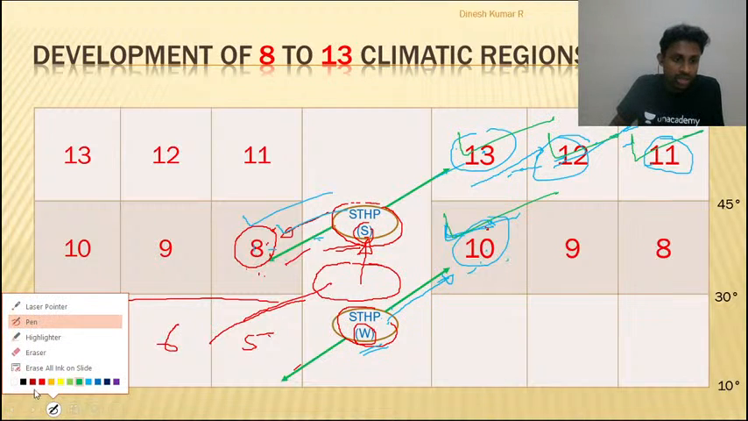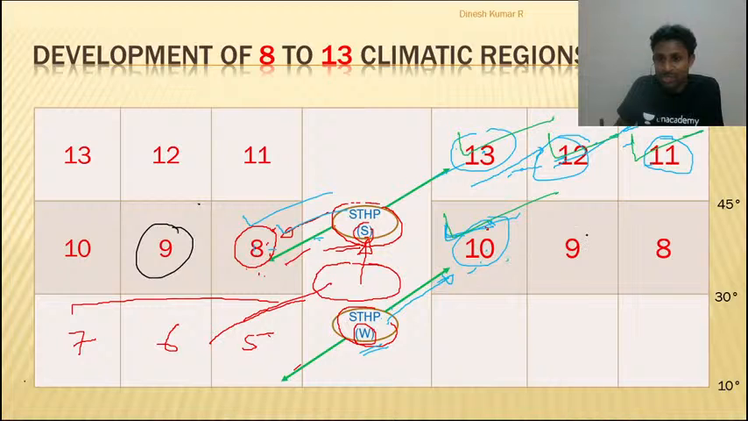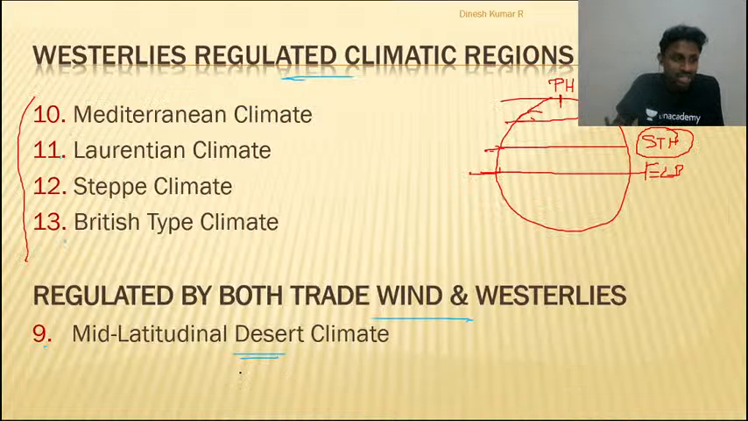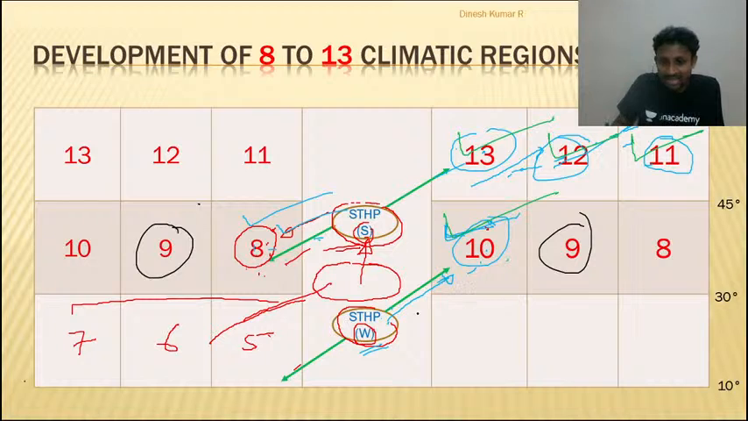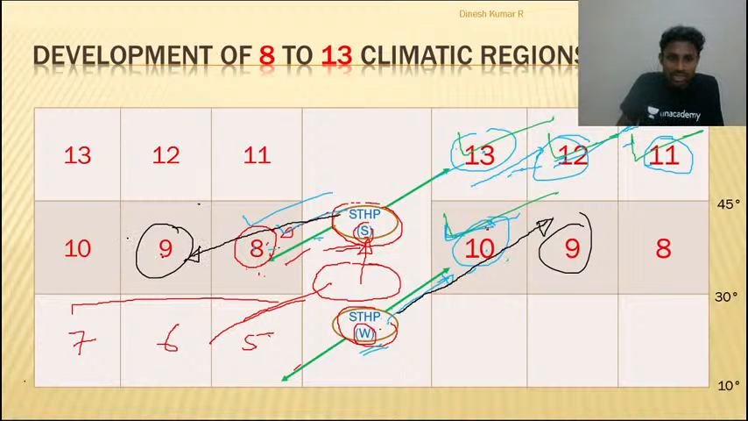Now we are left with one, that is 9. What happens to this one? So can you see here 9? 9 is a mid-latitudinal desert which is regulated by both trade wind and westerlies. How? Can I say during winter, after creating some rainfall at 10, this branch will reach 9? Similarly, can I say during summer, after creating some rainfall in 8, this branch can reach here? So what is happening? Both are 9. Can you see this? I'm showing it on different sides. So both are 9. So definitely you are getting rainfall here.